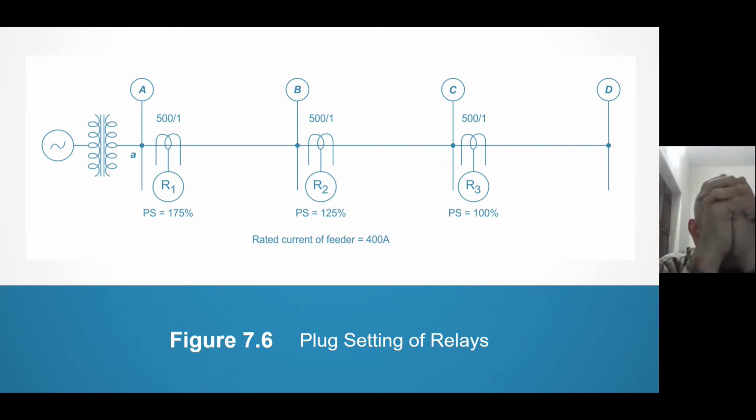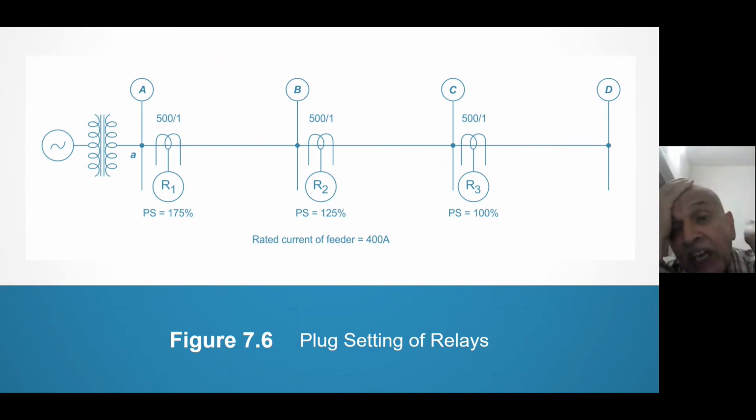No relay manufacturer can manufacture exact. Therefore, it is quite possible that R2 picks up at 1.05 times its setting. I have kept 100%, so 1.05 means 105%. But if I talk in terms of primary 500, it is 525. My fault current is 600, so relay R2 will operate because 600 is more than 525.